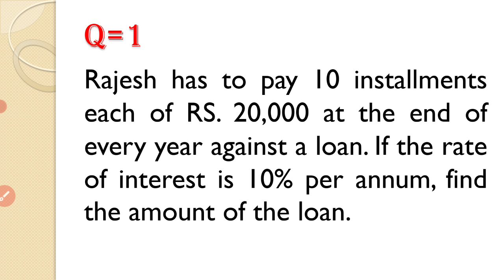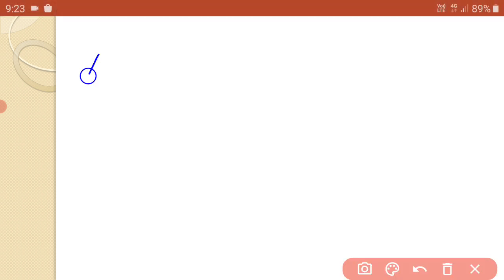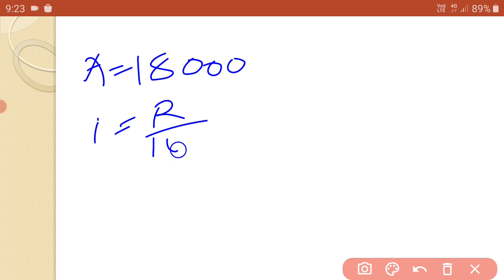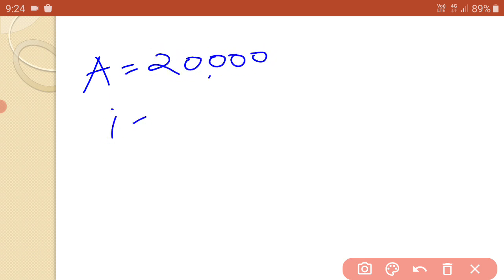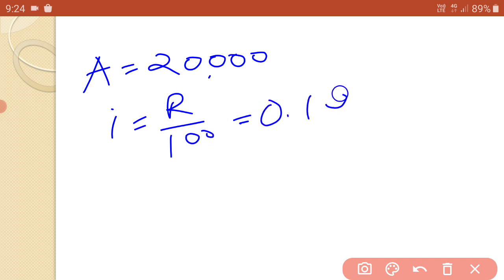So here we are applying the formula. First of all, symbol A is equal to 18,000, I is equal to R upon 100. Sorry, here A is equal to 20,000, I is equal to R upon 100, so 0.10, n is equal to 10, and V is equal to question mark.